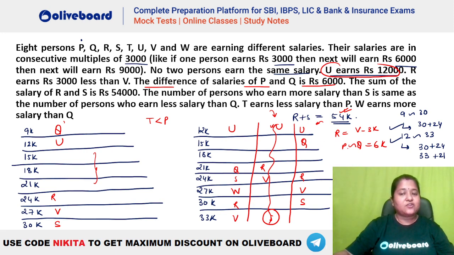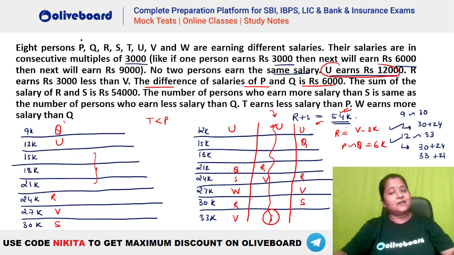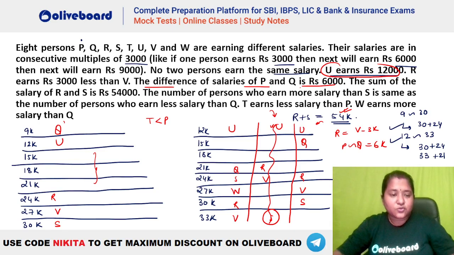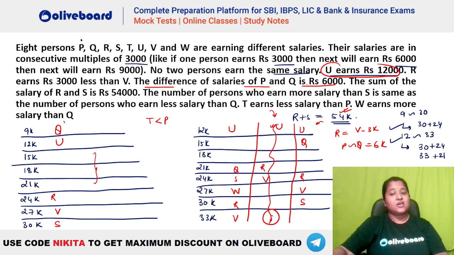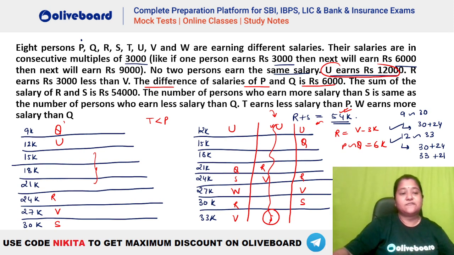So now let's try to place your P minus Q is equal to 6K. We can have P greater and we can have Q also greater. Okay. So let's try the first one. Your Q is 9,000 here. You can see Q is 9,000. So that means P should be what? The difference between Q and P has to be 6K. That means your P should be how much? 15K here.